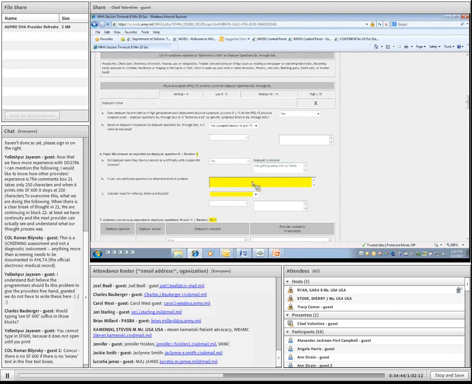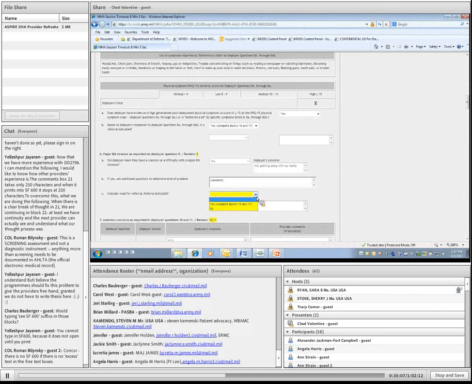Since it was a positive response and they did answer yes to that, 6B is asking, if yes, ask additional questions to determine the level of the problem. So it's indicating to you as a provider to go ahead and get more information on that deployer's concern. This is a highlighted box here in yellow, so it is mandatory that you leave comments in here. Once we do that, we can move on to 6C, and it's asking if we want to, once again, consider this soldier for a referral, and I'll go ahead and click yes.